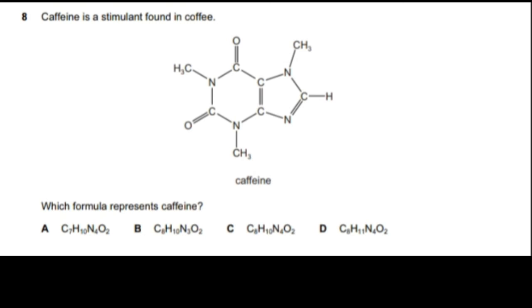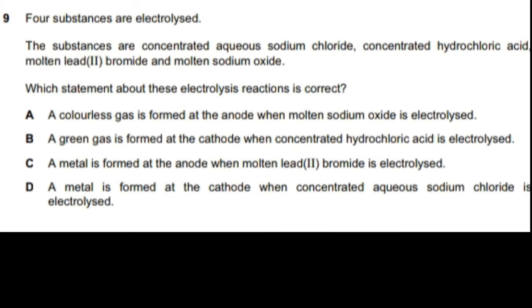C8N4O2H10. Okay, C is the answer. This question is related to electrolysis. Four substances are electrolyzed: concentrated aqueous sodium chloride, concentrated HCl, molten lead bromide and molten sodium oxide. Four substances electrolyzed.